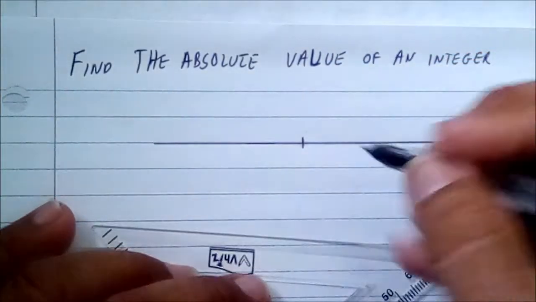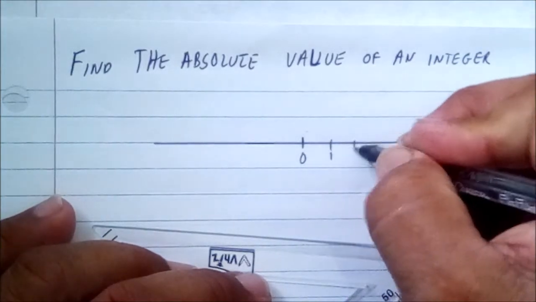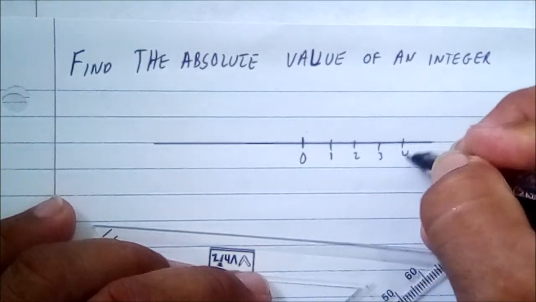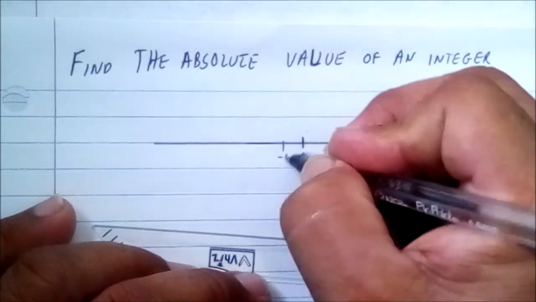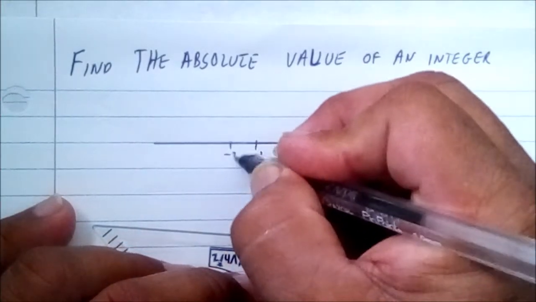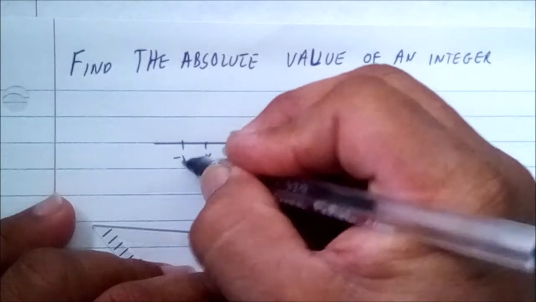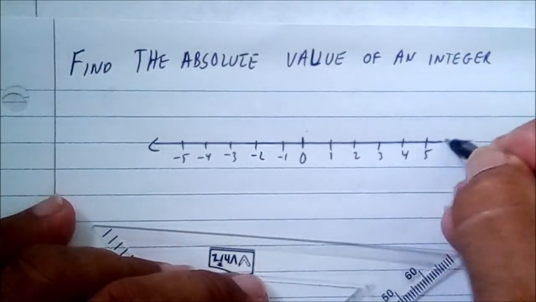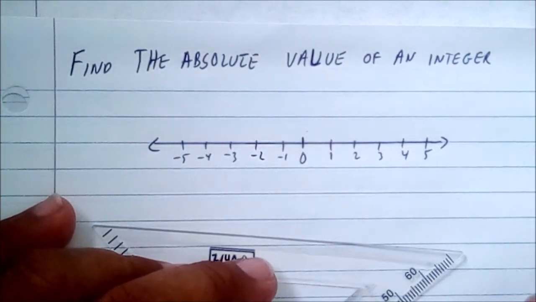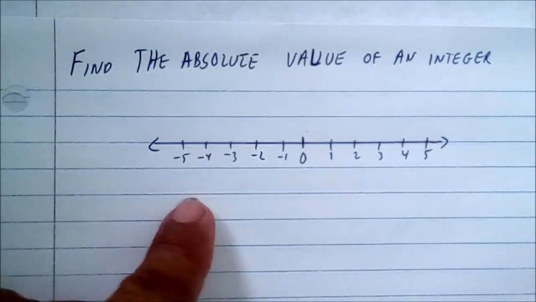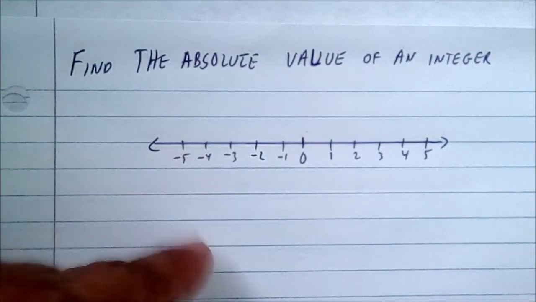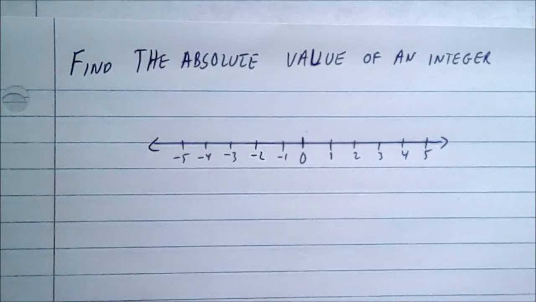Okay, so let me use numbers 0, 1, 2, 3, 4, 5, -1, -2, -3, -4, -5, and it goes on infinitely on both sides. Now when we look at numbers here, we need to know what we mean by the absolute value of an integer. It's very important for us to know what we mean by absolute value of an integer before we continue with our process of integers.